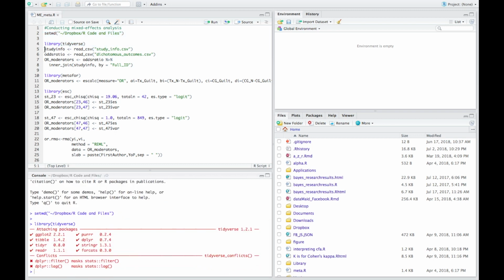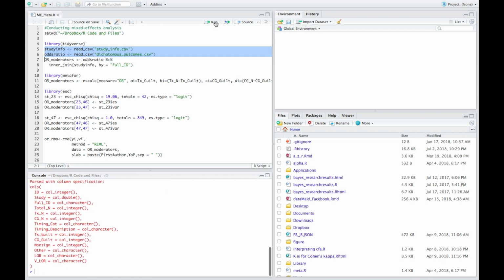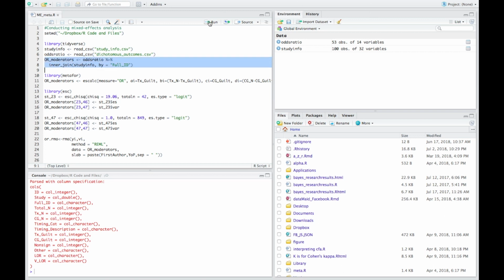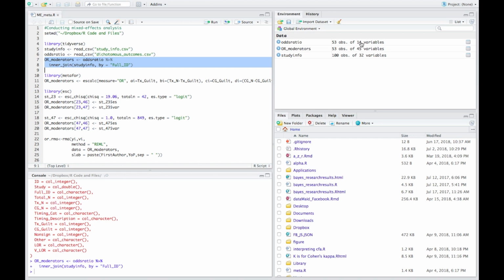So this first file that I'm loading is the study information. That's the coded information about those studies, which includes those moderators. The second file are the actual dichotomous outcomes, which we'll use to compute our odds ratios. You'll notice that my study info data file includes 100 observations, so that's how many studies were included in the full meta-analysis. Only 53 of those included outcomes that could be used with an odds ratio, and all of these were post-trial. I pulled in the tidyverse package so that I can quickly merge those two data sets together, matching on study ID, and I now have those additional 32 study info variables included.